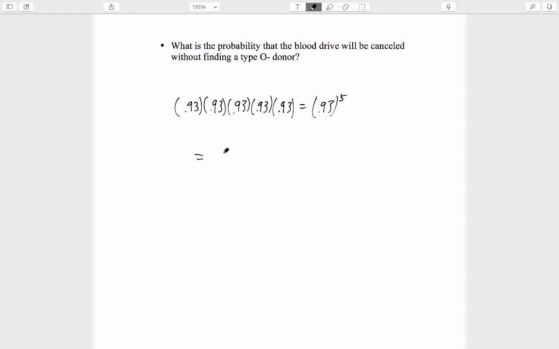Or, if you really wanted to, you could write this as 5 choose 0, so the probability that there are 0 successes in 5 trials. So the probability of a success raised to the 0 times the probability of a failure raised to the 5th. These are the same thing. This equals approximately 0.6957, so very nearly 70%. There is a nearly 70% chance that they're just not going to find the type O negative donor they're looking for.